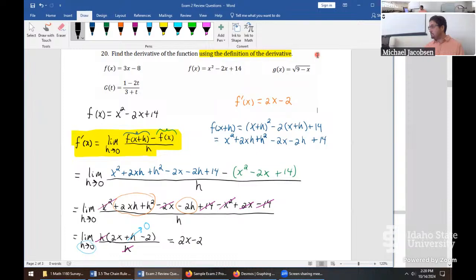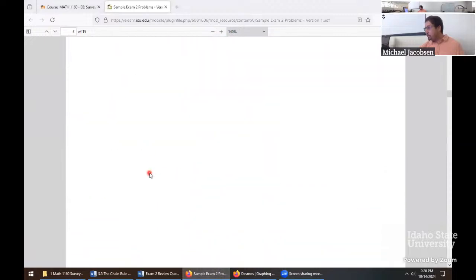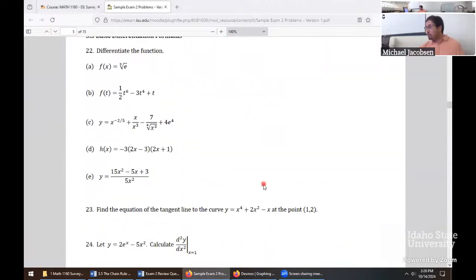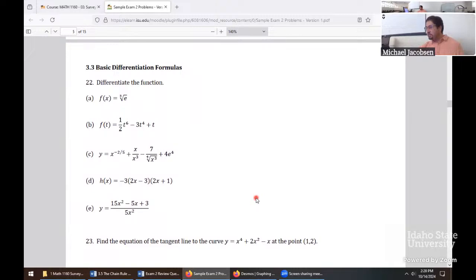Oh, what came through the chat? Paige says, can you do one from number 22? Yeah, I'd be happy to. Thanks for asking about that one. So one from 22 would be, oh, gotcha. So differentiating just any kind of functions like these.